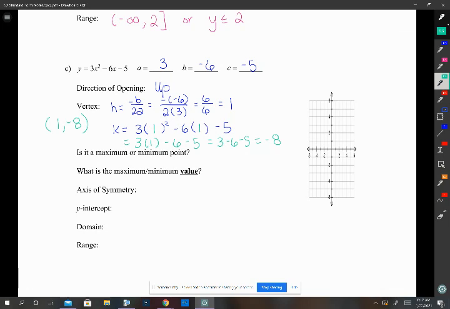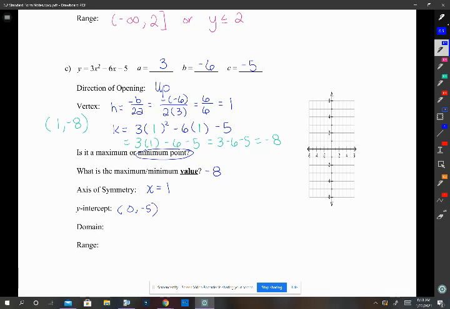And then it says, is it a maximum or minimum point? Remember that we know that it is going to be a minimum point because it faces up. And then our minimum value is the y value or the k value, which in this case is going to be -8. We know our axis of symmetry is going to be x is equal to the h value of our vertex, which is 1. And we know our y-intercept is the c value, which is 0, -5.